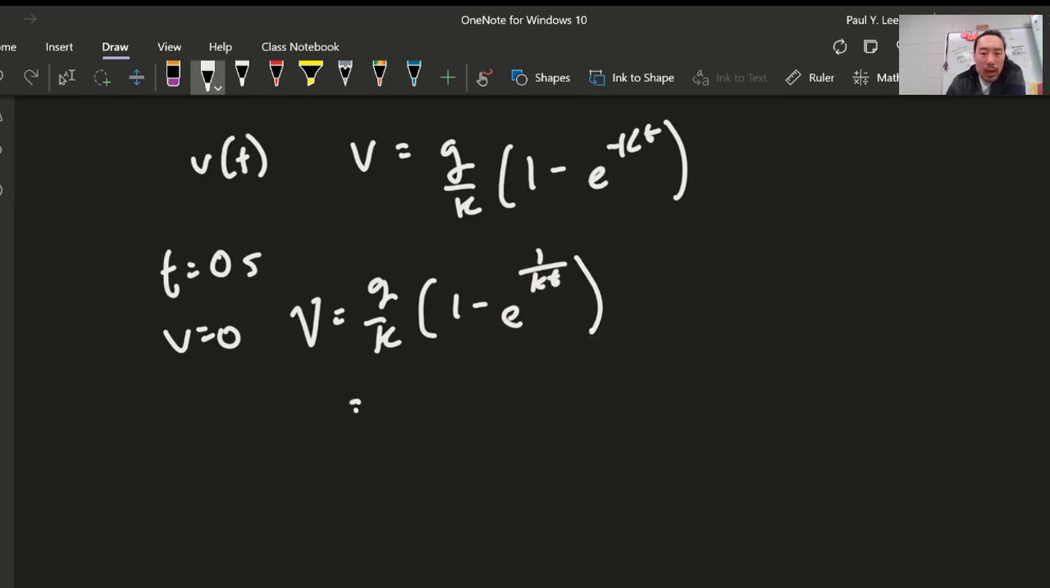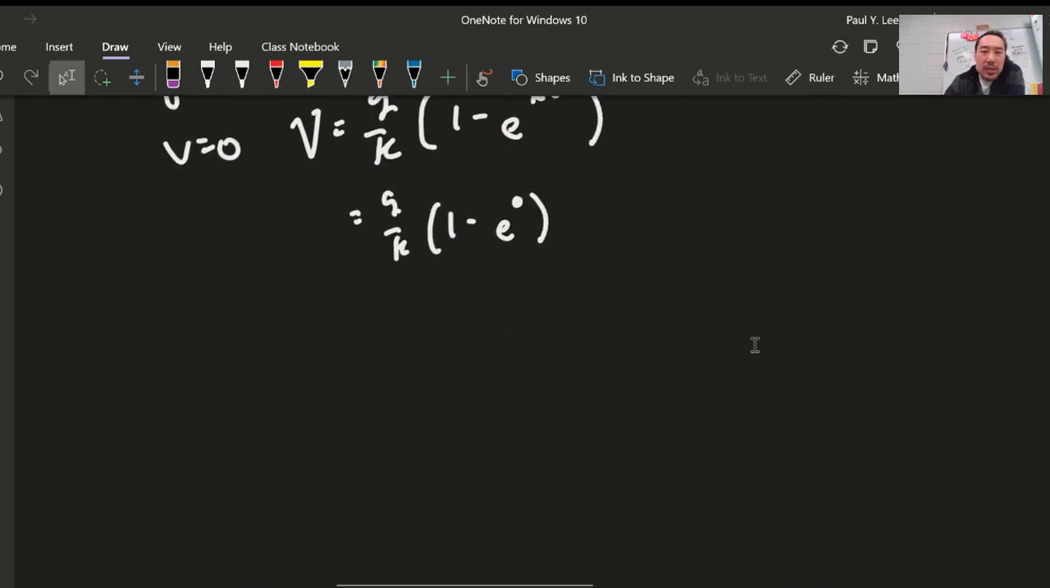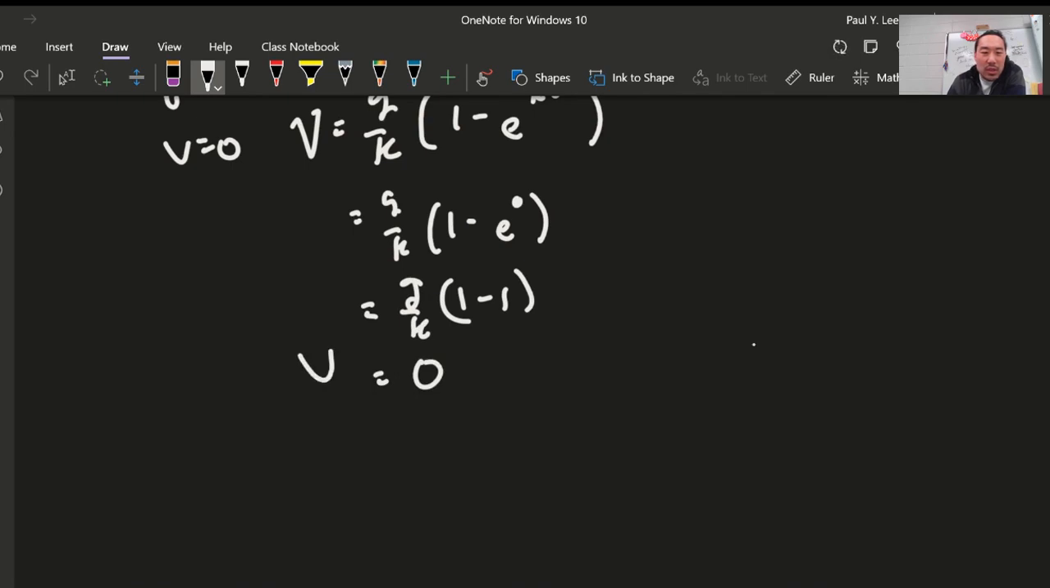So when we plug in 0 there, it's e to the 0th power. If you remember your rules of math, e to the 0th power simply gives you 1. And so we get 1 minus 1, which is 0. 0 times g over k gives us 0. So the initial velocity at time 0 is equal to 0 meters per second. Isn't that nifty?